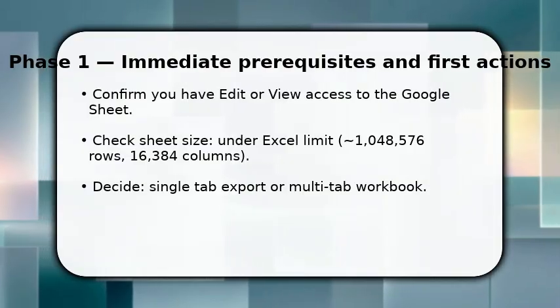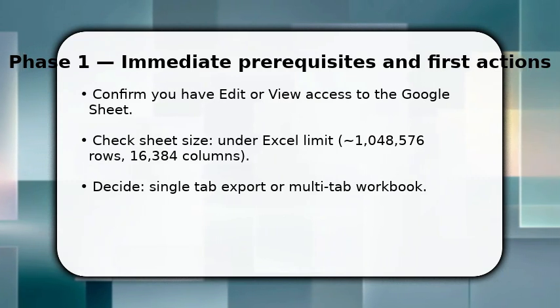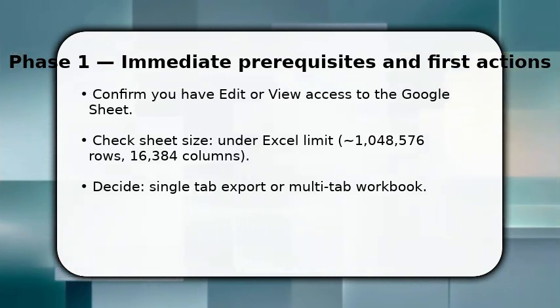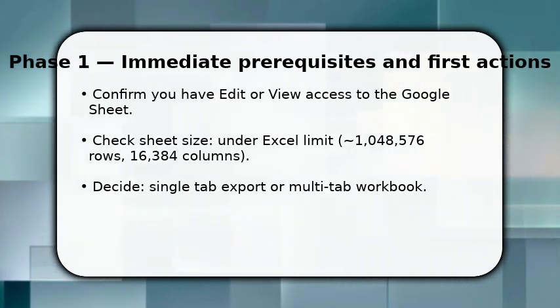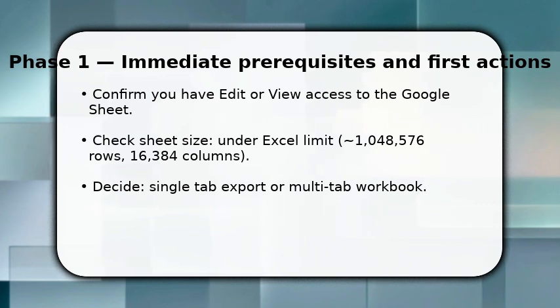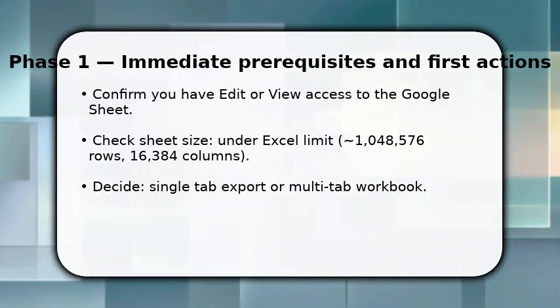You start by confirming access and format. This matters because Excel needs a downloadable XLSX file. Once done, open the Google Sheet you want and inspect visible tabs. Make sure large ranges don't include hidden helper columns.